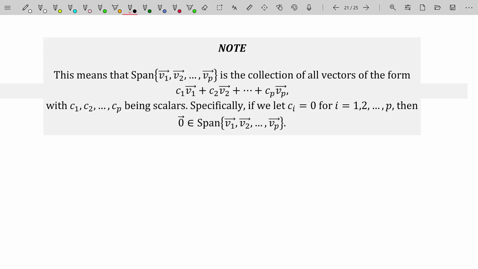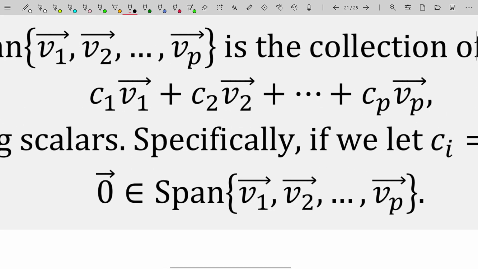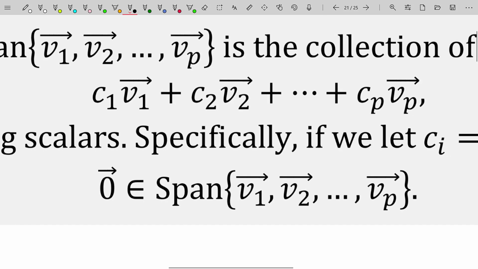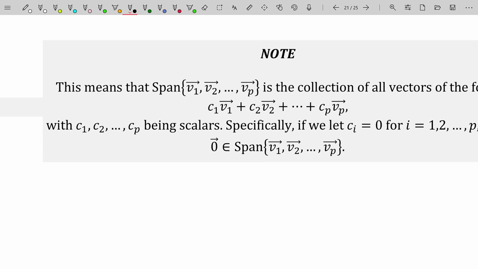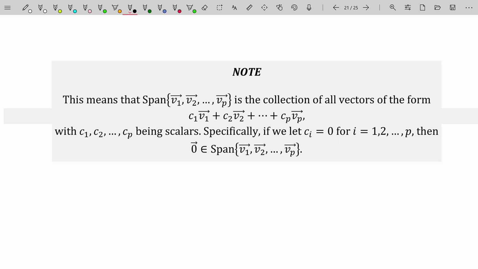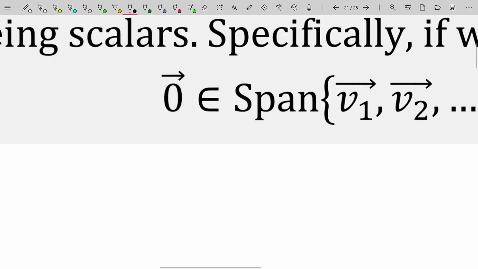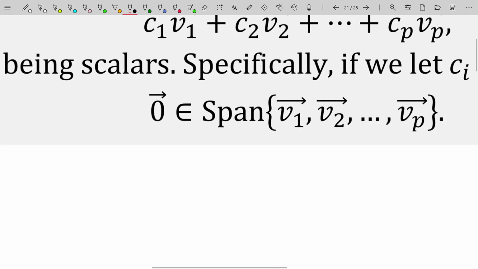Now, a very important note is that this means that the span of a set of vectors is a collection of all vectors of the form c sub 1 v sub 1 plus c sub 2 v sub 2 plus so on and so forth all the way to plus c sub p v sub p, with c sub 1 through c sub p being the scalar weights on those vectors v sub 1 through v sub p. More specifically, if you chose the weights to all be 0, then it's pretty easy to convince you that the 0 vector is in the span of that set of vectors. And in fact, the 0 vector is in the span of any set of vectors.